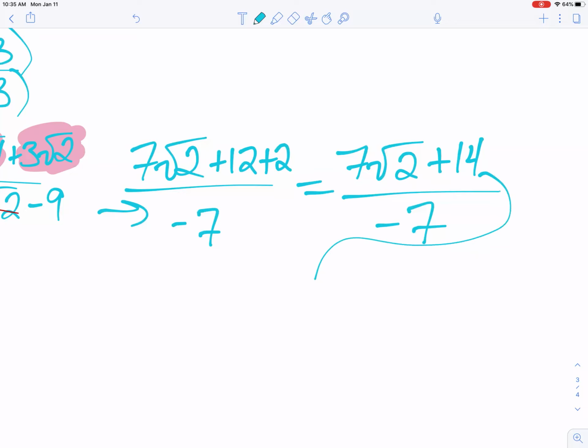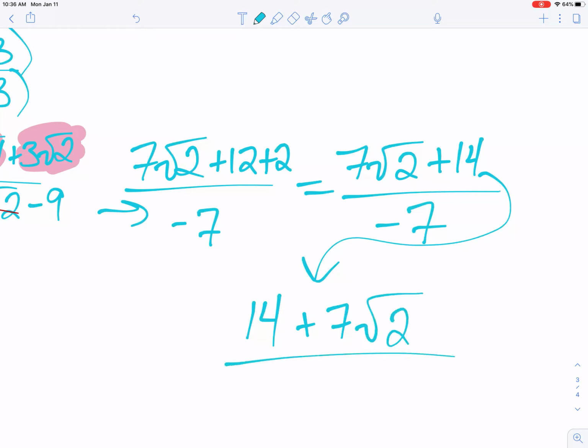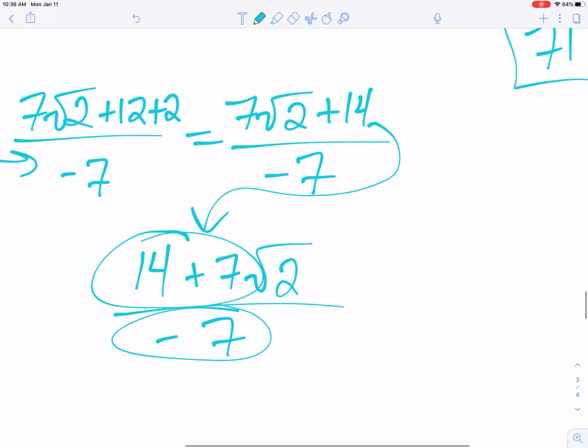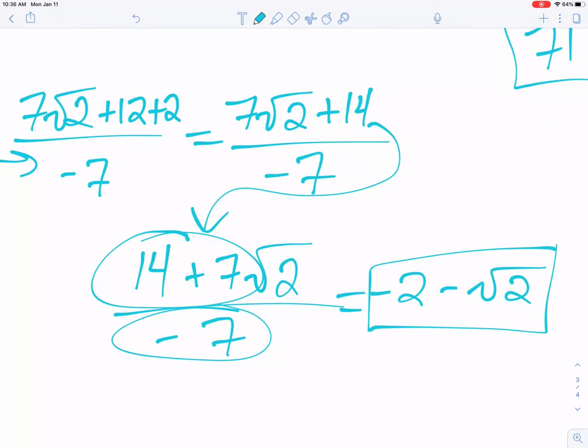Now, 2 things. First of all, like we did with the complex numbers, we like to write the normal thing in front, so the 14, and then the kind of funky, crazy thing, in this case the radical, second. And then this does simplify. They won't always simplify, but remember that if you can evenly divide everything on top by that bottom, then go ahead and simplify. So 14 divided by negative 7 is a happy negative 2. And 7 divided by negative 7 is a negative 1, which I don't have to write the 1. I can just leave it like this, right? That is my final answer.